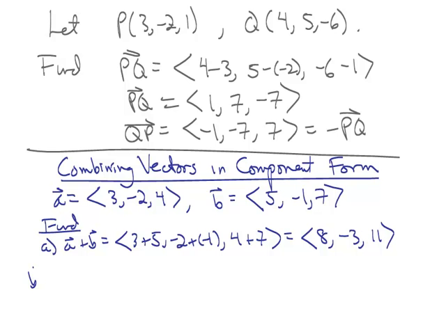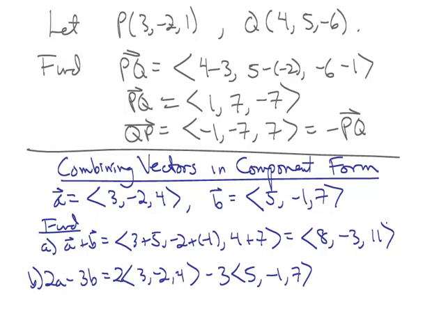And of course we can bring some scalar multiplication into play. 2A minus 3B, say. So that's 2 times the vector 3, -2, 4, minus 3 times the vector 5, -1, 7. And of course, scalar multiplication in component form is just what you'd think. You multiply it through all the components. So we're going to have 6, -4, 8, minus, and I'll leave the negative out front and just bring the 3 through: 15, -3, and 3 times 7 is 21.